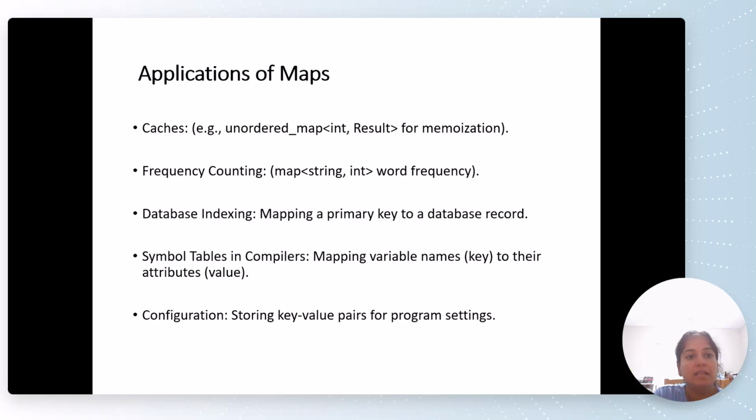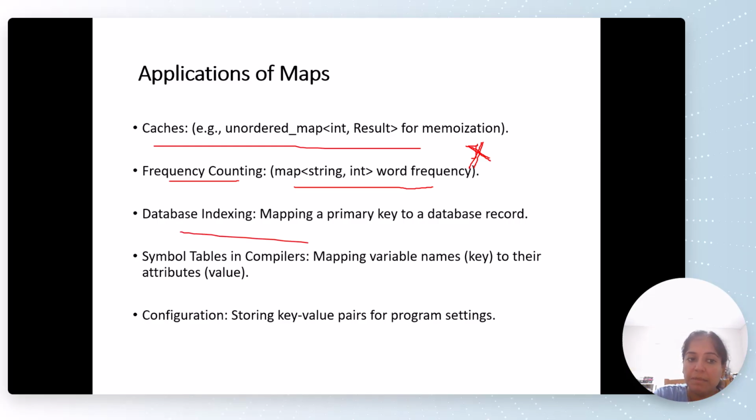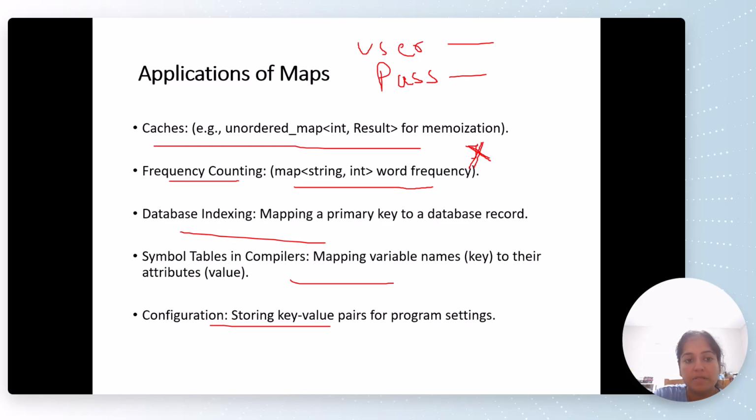Applications of map include caching for memoization, like of Fibonacci numbers. Frequency counting, for example checking how many students with a name X exist in a class, uses maps. Maps are also used for database indexing, symbol tables, and configuration of your programs, such as key-value settings like username and password. So maps have lots of properties.